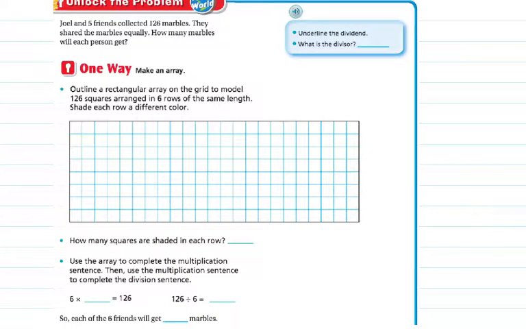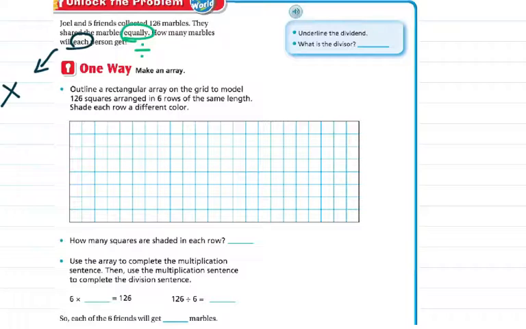So we're going to start with the unlock the problem. Joel and his 5 friends collect 126 marbles. They share the marbles equally. How many marbles will each person get? I circle the word equally because it prompts me to think that this is a division problem. And then I also circle the word each, because when I hear the word each, I'm thinking about multiplication. So it says to underline the dividend.